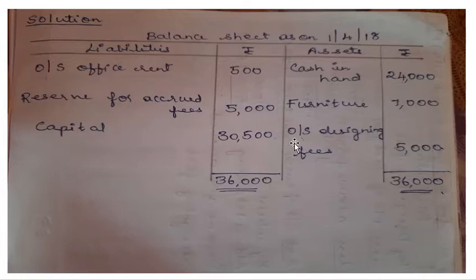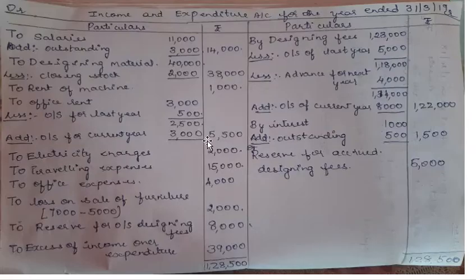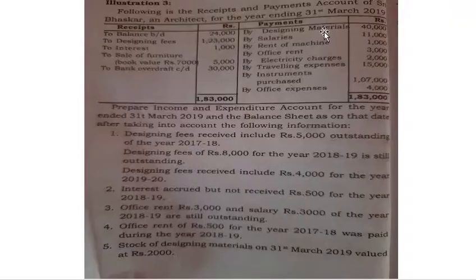Okay. Now let us go to the income and expenditure account. Income and expenditure account for the year ended 31/3/2019. Okay. Now let us see one by one. Now go to the payment side, designing material. Now designing material is an expense. So come and write designing material and check is there any other information of designing material.